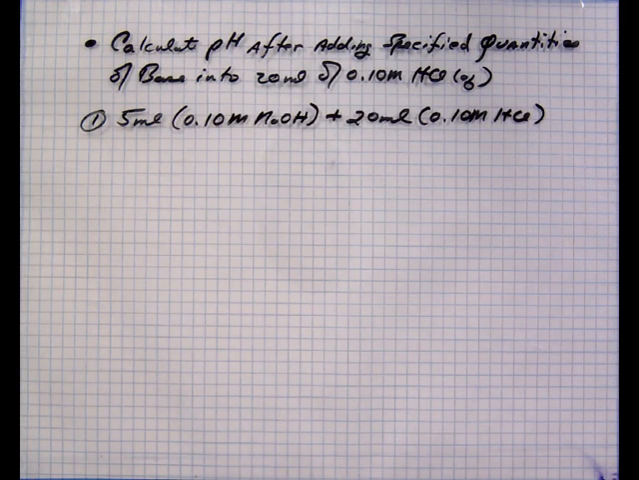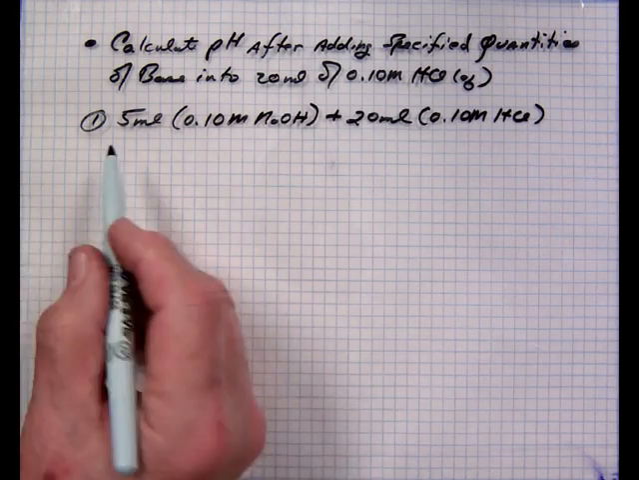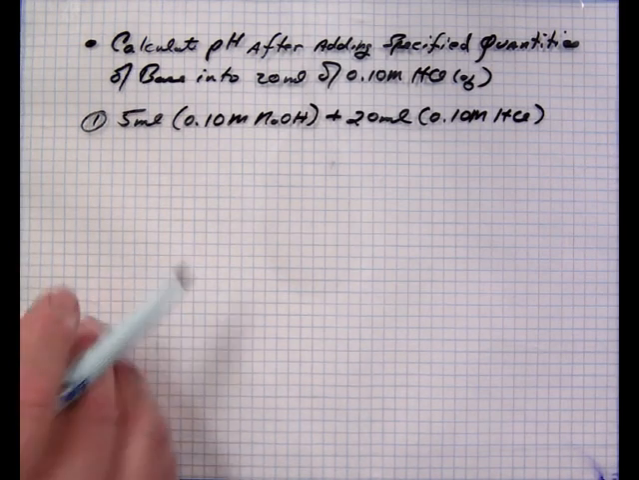Okay, to start the calculations, we calculate the pH after adding specified quantities of base into 20 milliliters of 0.1 molar HCl. The essence of a titration problem is that it is a limiting reagent problem until you reach the equivalence point, with the limiting reagent being the sodium hydroxide in this case. It will be consumed, and we'll have an excess of hydrochloric acid, but that excess will decrease until we reach the equivalence point. So we'll start with a 5 milliliter addition of 0.1 molar sodium hydroxide.